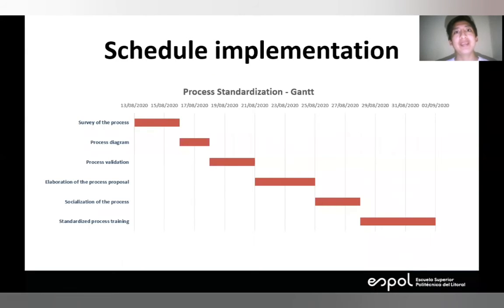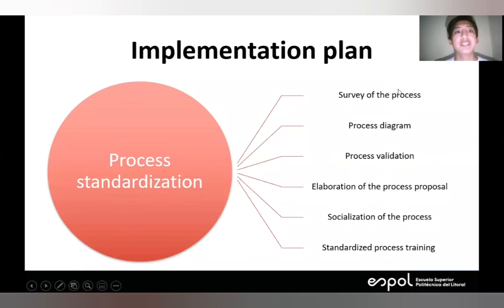Now, we made the Gantt diagram to represent the scheduled implementation of the improvement proposals, as well as the dates and days of each of the activities. The stages of the implementation plan for the process standardization are survey the process, process diagram, process validation, elaboration of the process proposal, socialization of the process, and standardized process training.